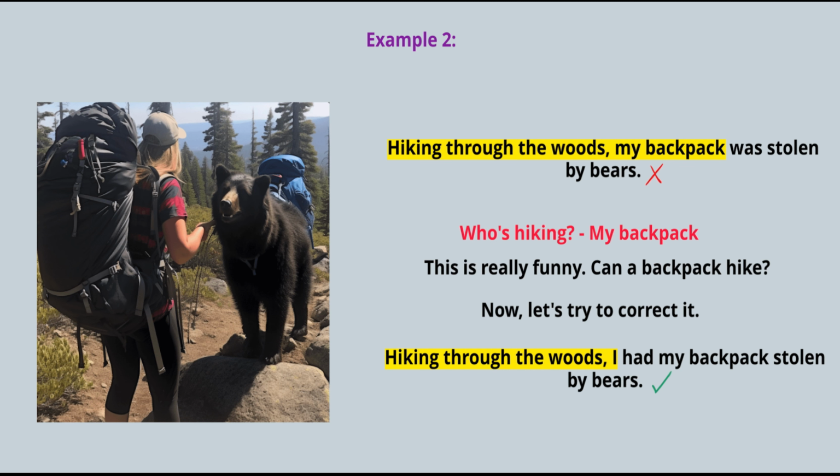Now let's try to correct this. Hiking through the woods, I had my backpack stolen by bears. So here the subject noun pronoun is I. That means who is the subject there? I is the subject. Hiking through the woods. So what is being described? That means I am hiking through the woods, not my backpack. Understood? So hiking through the woods, I had my backpack stolen by bears.